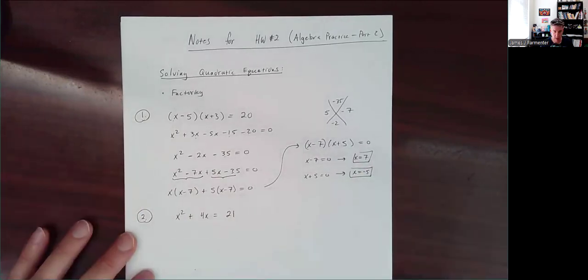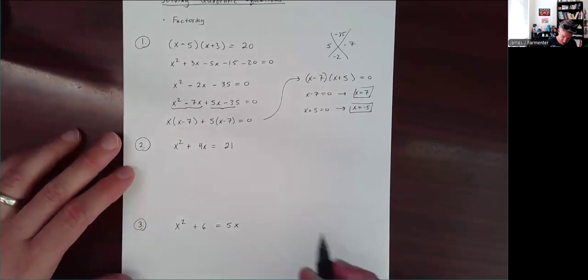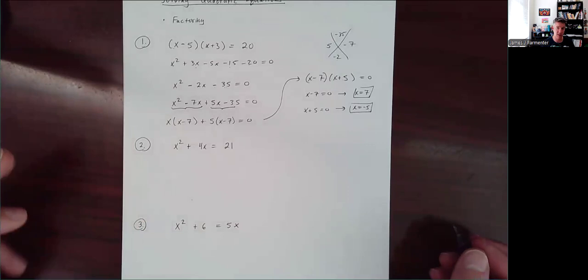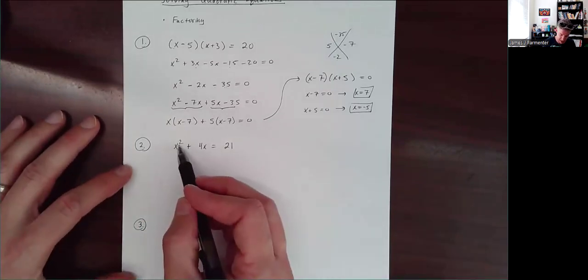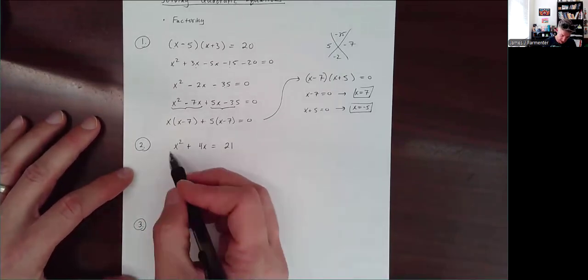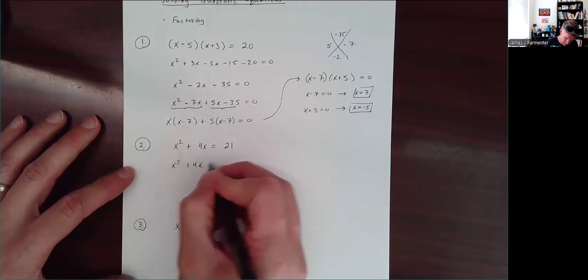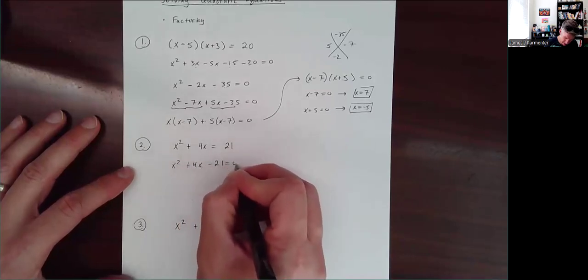Cool. Same kind of deal for the next one. Except before we can solve it, we have to bring everything to one side. I prefer to bring things to the side where the coefficient of the highest power is positive. So here I have a 1x squared, so I'm going to leave that on the left. I'm going to subtract 21 from both sides to get that.